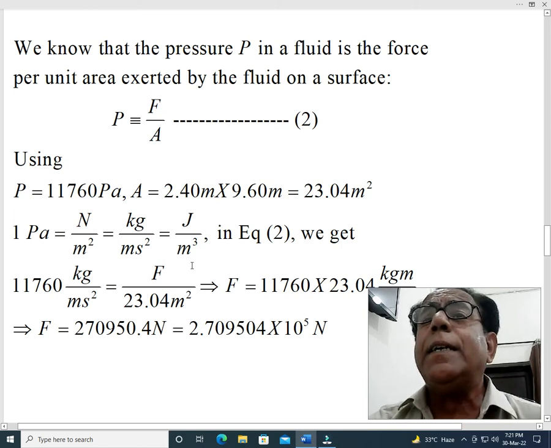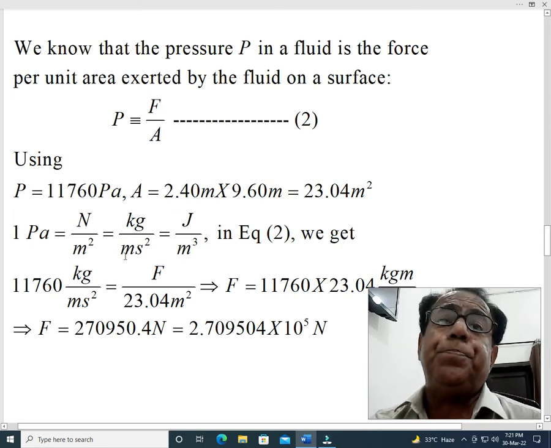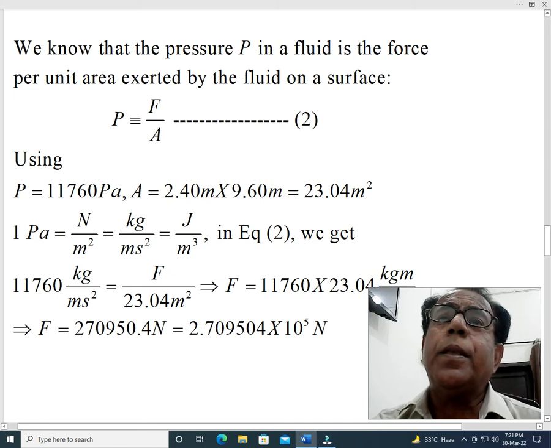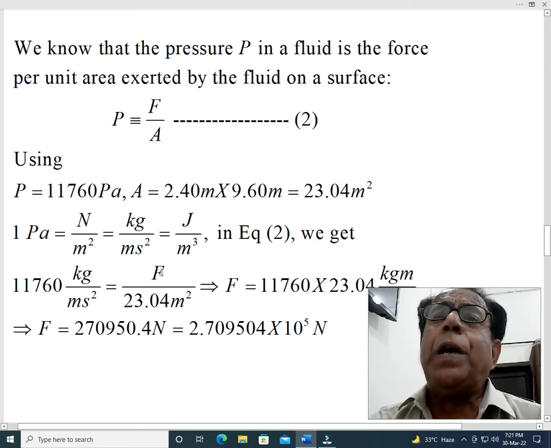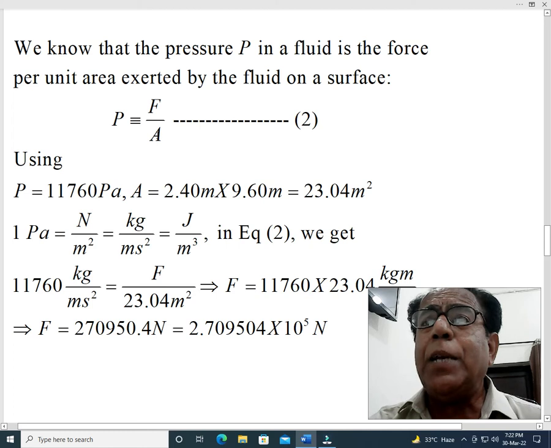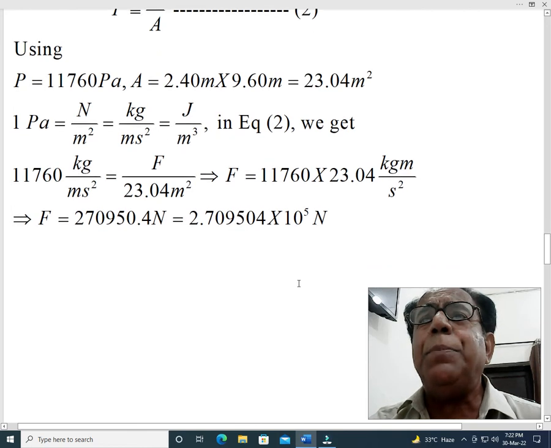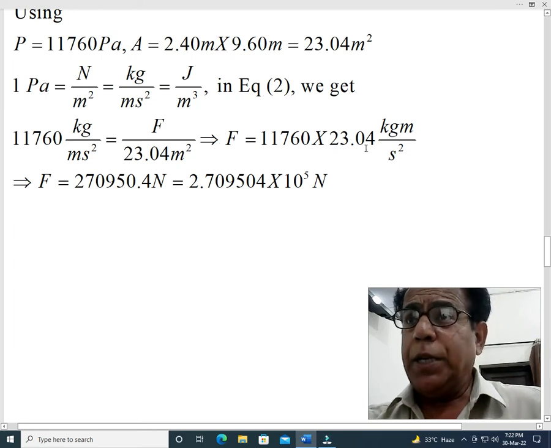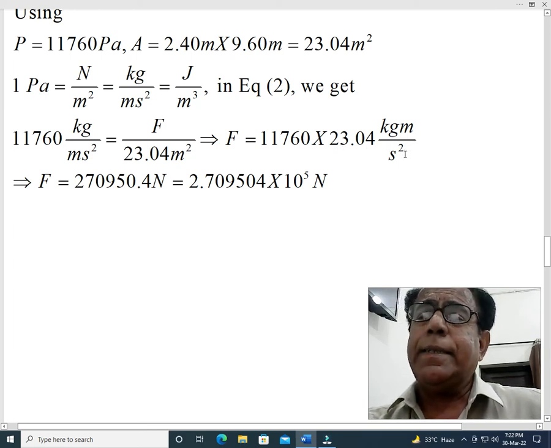Dear students, here we are not concerned with this last equivalent value. So in place of pressure we have used this value. In place of F we have not put any value, because we have to find out force F. And similarly, in place of area A we have used 23.04 meter square. This implies that F becomes equal to this multiplied with this quantity. Hence F will become equal to 11,760 into 23.04 kilogram meter per second square.